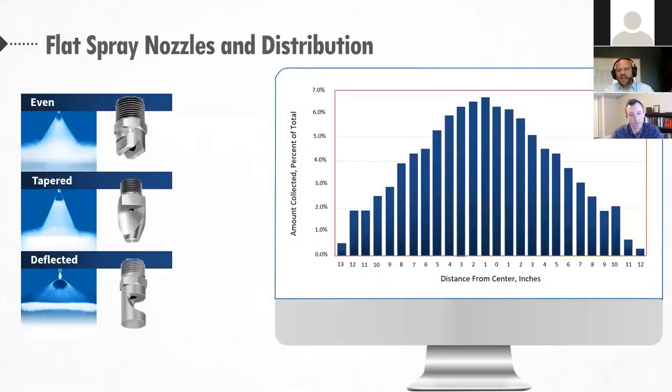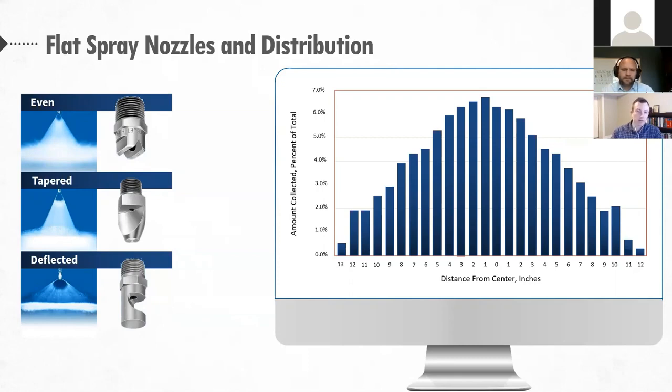So the next type of nozzle that we have are the flat spray fan nozzles, and those are pretty fascinating whenever you look at it. And what we have to the right is a distribution, and that distribution is showing you the amount of liquid from the center of the spray and what's being collected. And Kyle, can you describe here what we're seeing specifically on that graph?